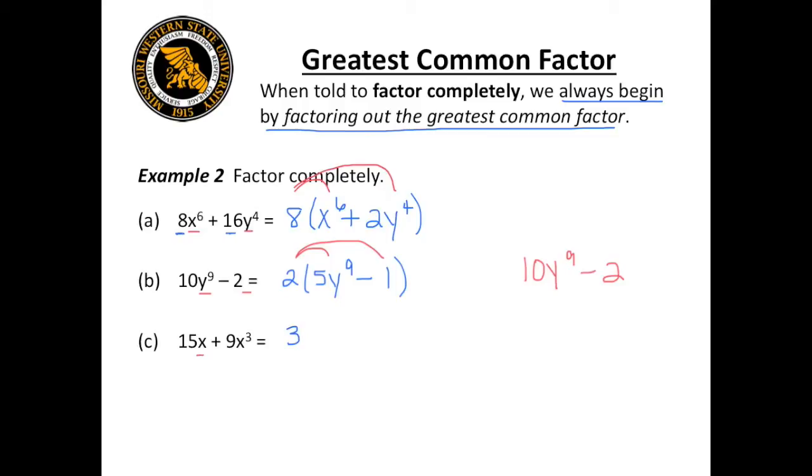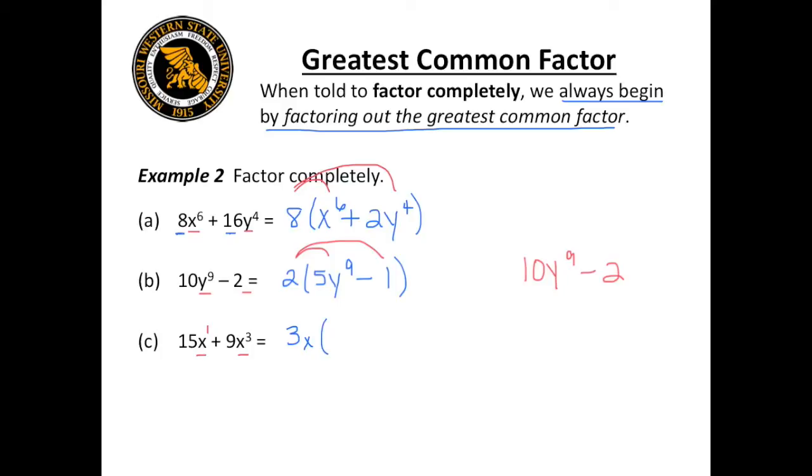Looking at the variable factors in each term, we see that the first term has an x to the first, and the second term has x cubed. So the two terms have a common factor of x. So the greatest common factor for these two terms is the term 3x.